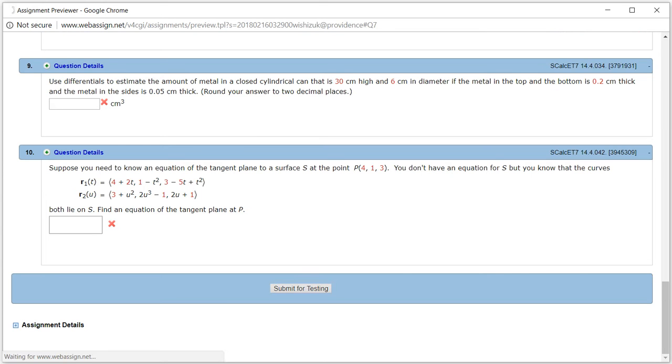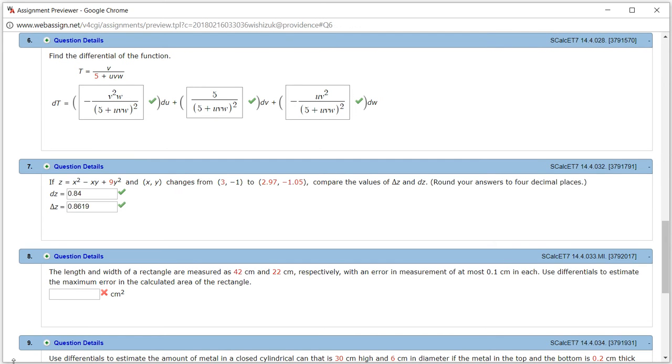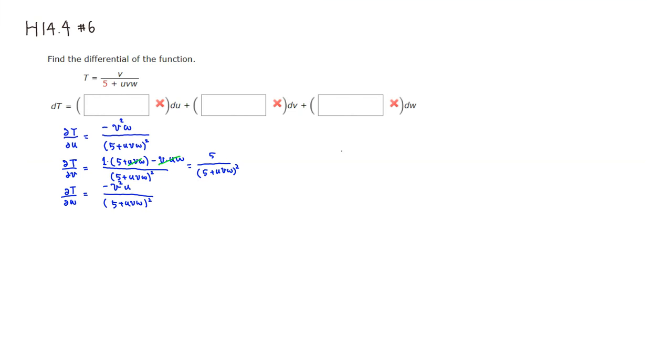All right, so let's submit for testing. All right, I came back and looks like we got this one correctly. All right, that's it. I hope that this was clear.